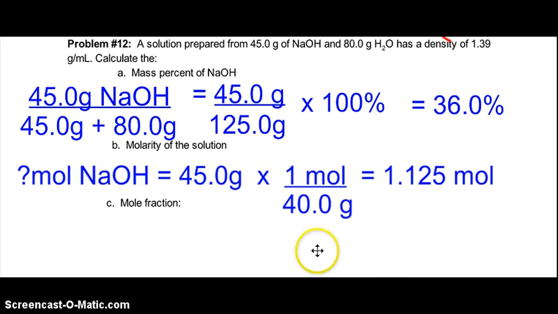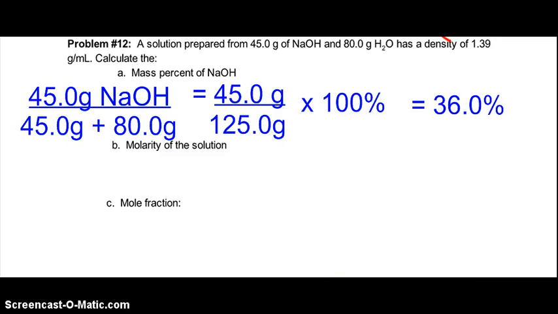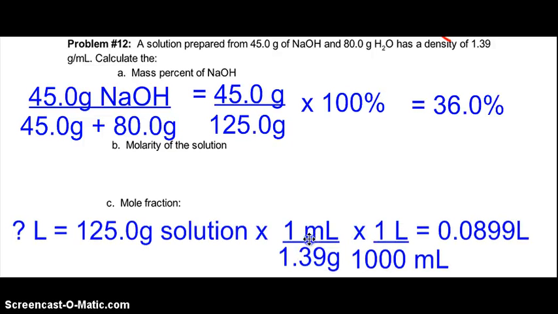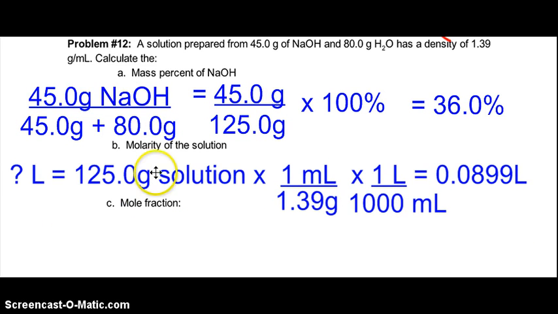Now we've got to find the volume of the solution. We are given grams of the solution and we're given the density of the solution, so we need to use that. So we have 125 grams of solution divided by this, how many grams in 1 milliliter. But of course, we need to convert milliliters to liters, so we get 0.899 liters.